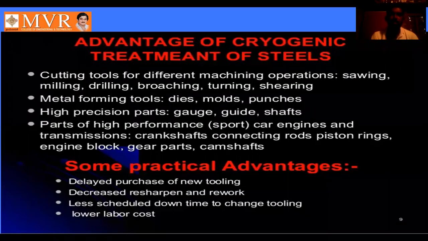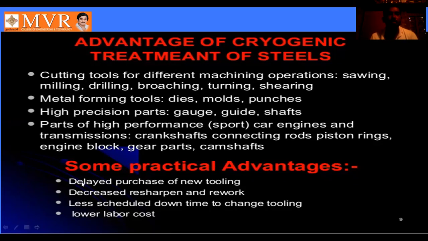So next we can see the advantages of the cryogenic heat treatment process of steel. It is one of the heat treatment procedures, and by using it we have some practical advantages. See here: cutting tools for different types of machining operations, such as sawing, milling, drilling, broaching, turning, and shearing. So for this type of material, we can use the cryogenic heat treatment procedure.